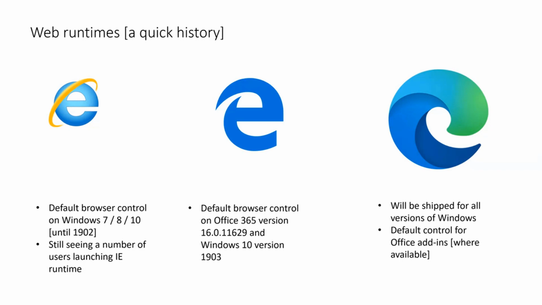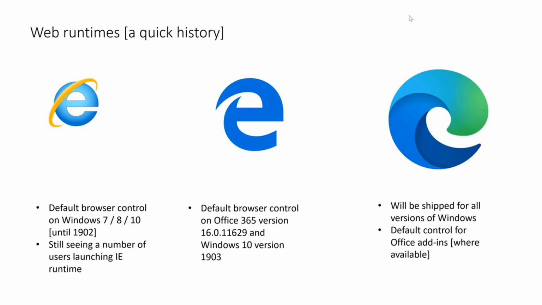add-in. Of course, Internet Explorer or Trident. That's the default browser control on most of the Windows operating systems, 7, 8, and 10 at this point. For Windows 10, IE is the default runtime or the default web control until Windows version 19.02. I just want to point out that we're still seeing a bunch of launches using the IE runtime, meaning we still have a number of users that are using Windows 7 or Windows 8 or older versions of Windows 10 to launch Office and then launch Office add-ins on those computers.